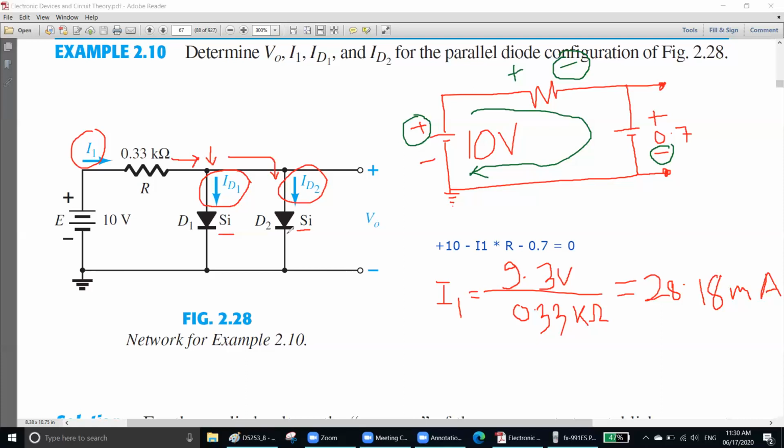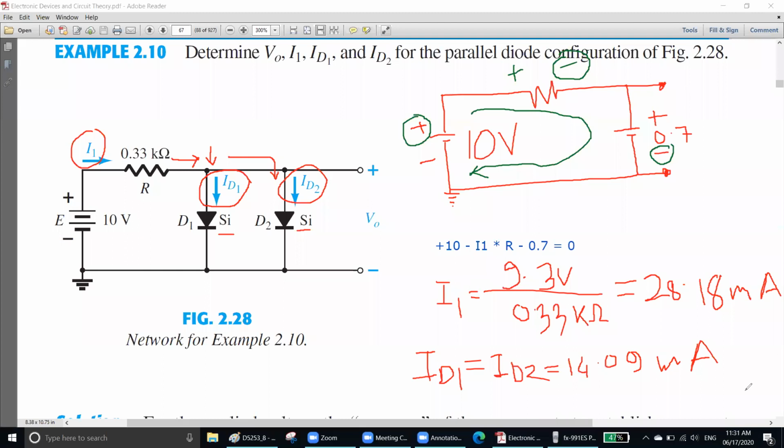We have two identical silicon diodes, the same diode, right? Since they are the same diode, the current will be divided equally. So 28.18 will be divided equally and will become ID1 and ID2. So your ID1 equal to ID2 equal to 28.18 divided by 2. So how much? Maybe 14.09. Both of them are equal current.